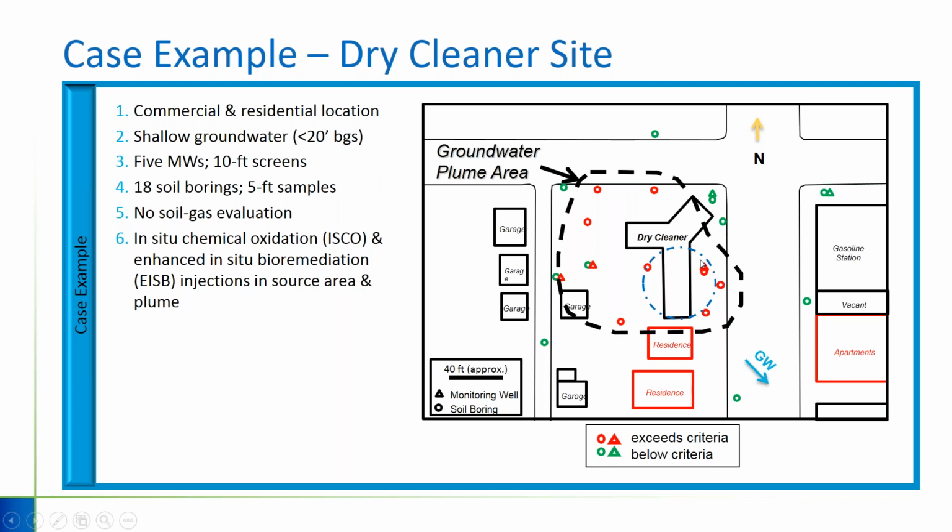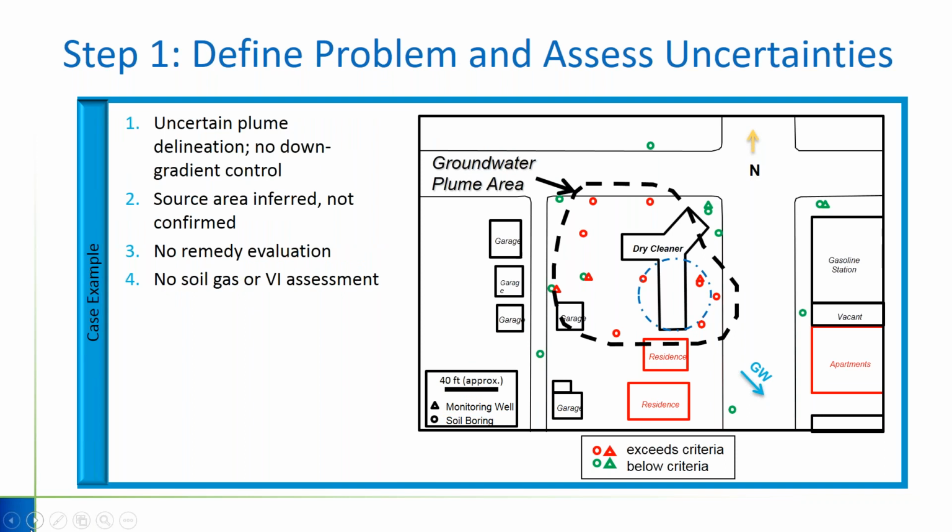Within this blue circle here, that was considered the source area. And there were in situ chemical oxidation, or ISCO injections, and bioremediation injections being done in and around the source area and the plume to try to lower some of these concentrations.